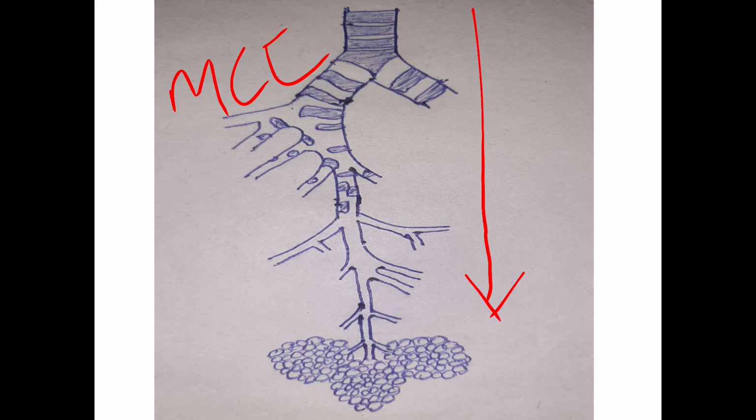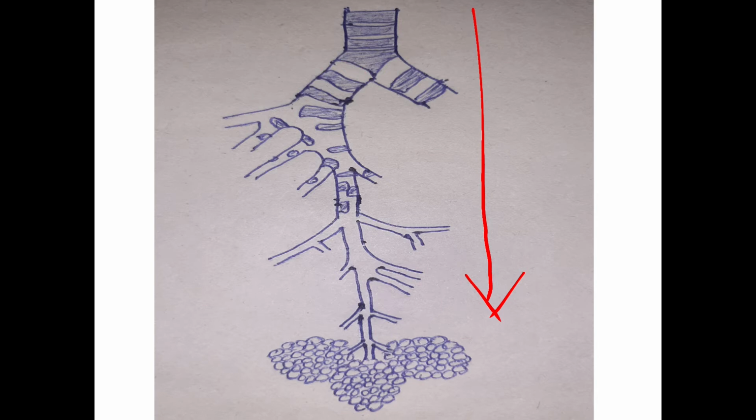Along with the mucociliary escalator mechanism, our larger bronchi also have mucus secreting glands in the submucosa. So in the ciliated columnar epithelium, the top layer has the goblet cells, whereas in the larger bronchi the mucus secreting glands are in the submucosa.